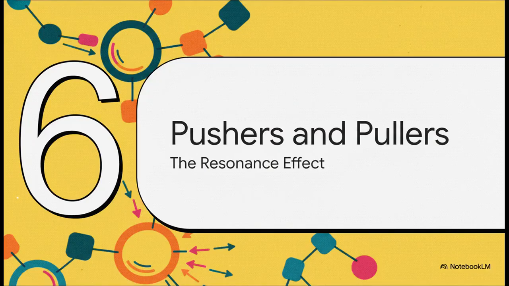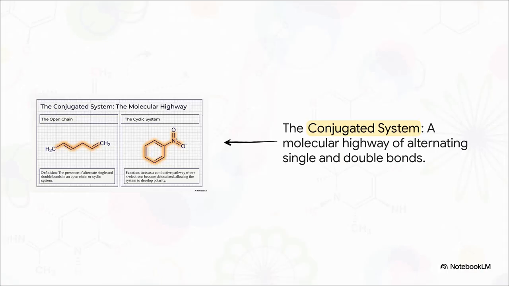Okay, so we've got a handle on how resonance works within a core molecule, but things get really interesting when we start attaching other chemical groups to that molecule. For resonance to really spread its wings, you need what's called a conjugated system. The best way to think about this is as a molecular highway. It's a continuous, unbroken path of alternating single and double bonds that allows those delocalized electrons to cruise from one end of the molecule to the other.